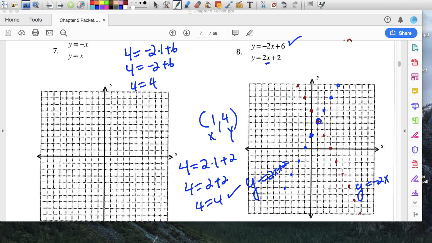So, ta-da, the point (1, 4), what do you call it? Satisfies both equations.